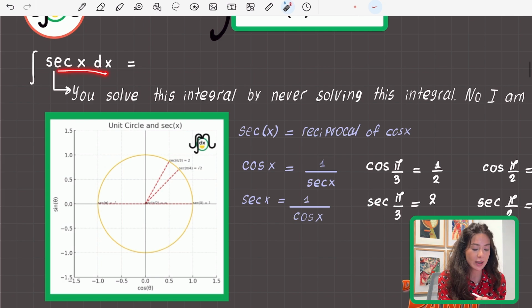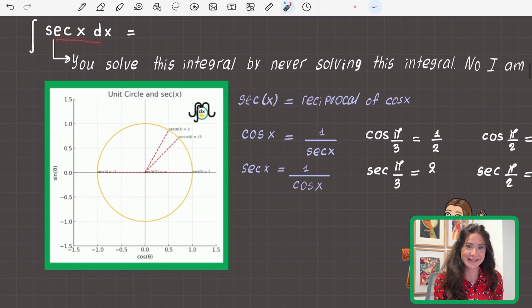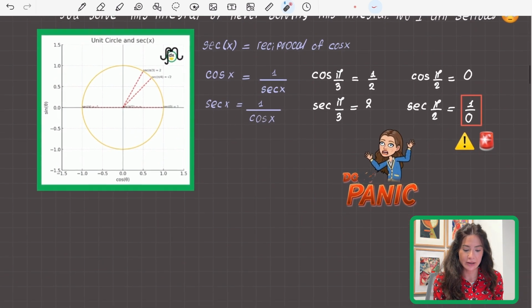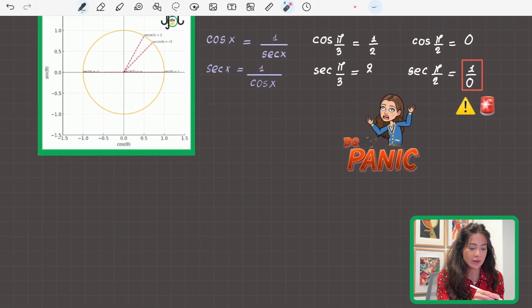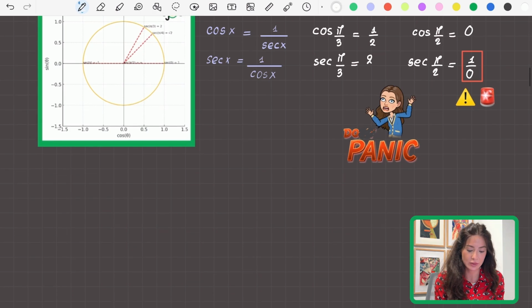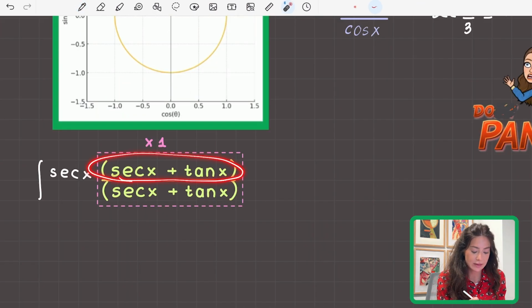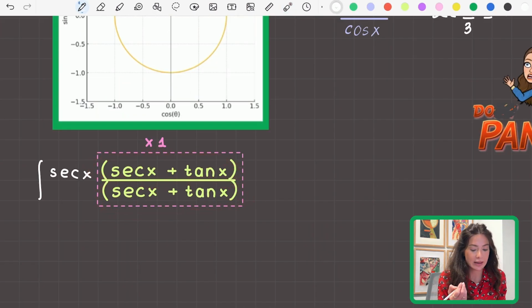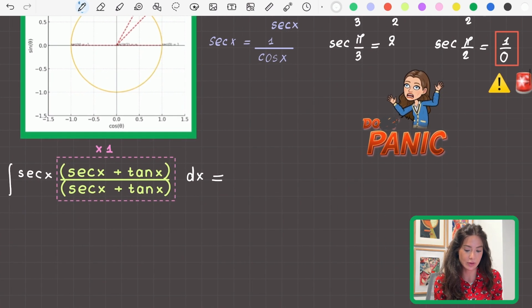Remember, you can't just take integrals of functions that become undefined, because these are real functions. So you have to be careful. This is why you never take this integral directly, and there's a trick to taking it. It's a fraction that you multiply by, and you kind of have to remember it. I don't know how else you would be able to solve this integral.